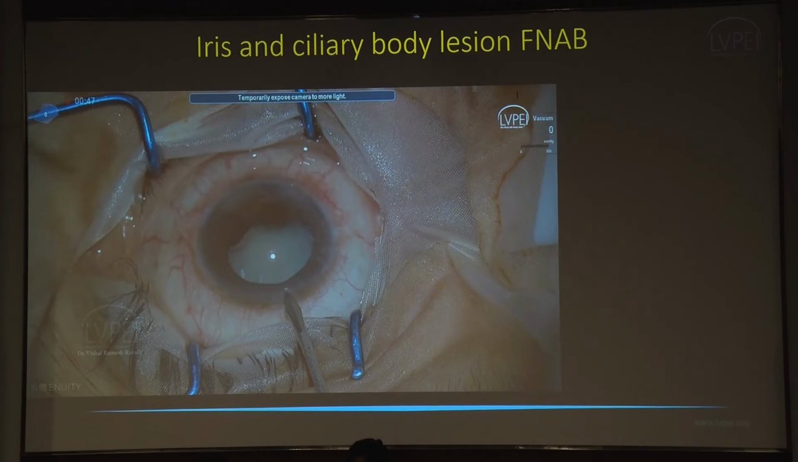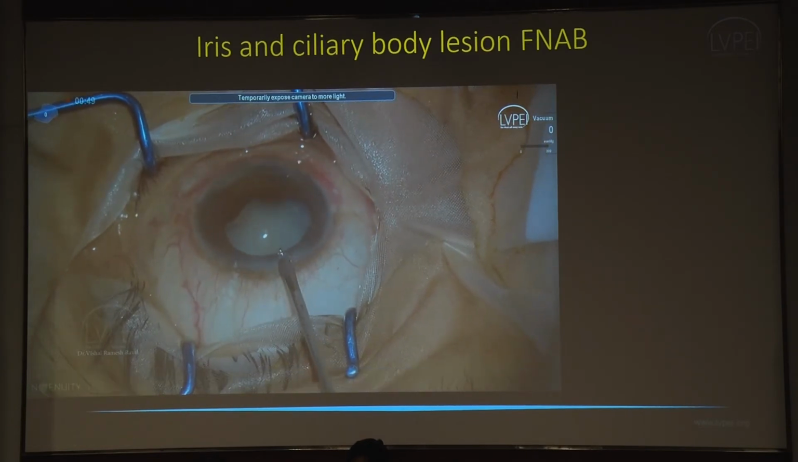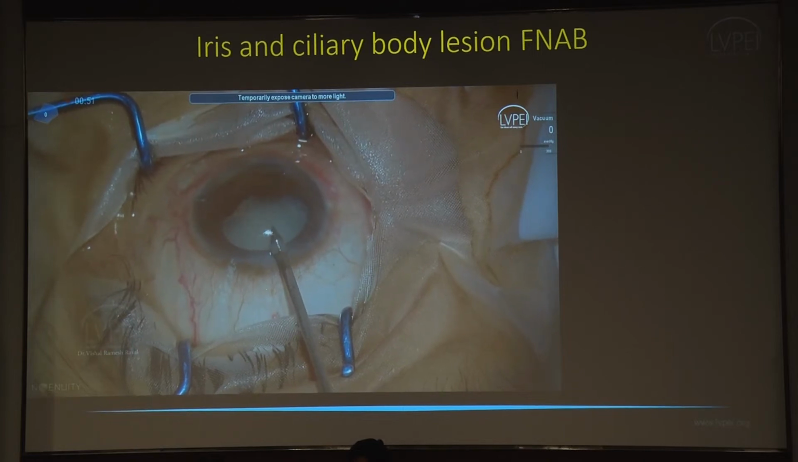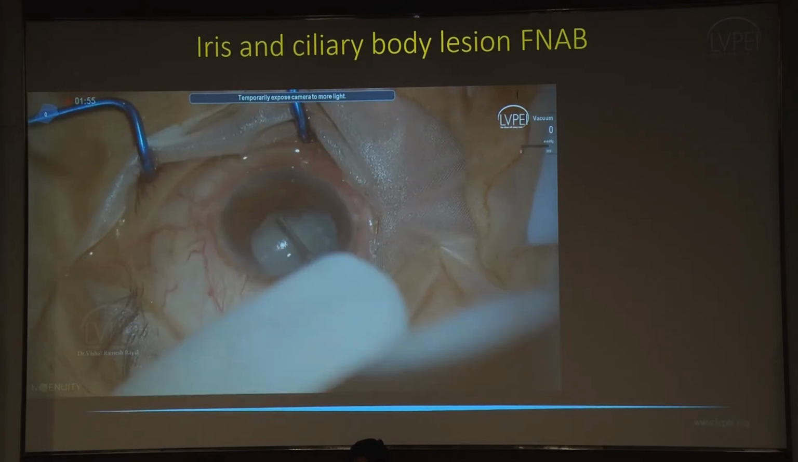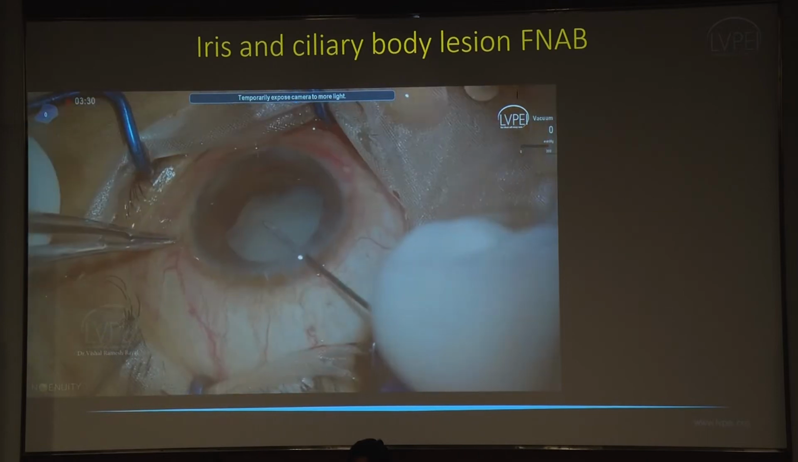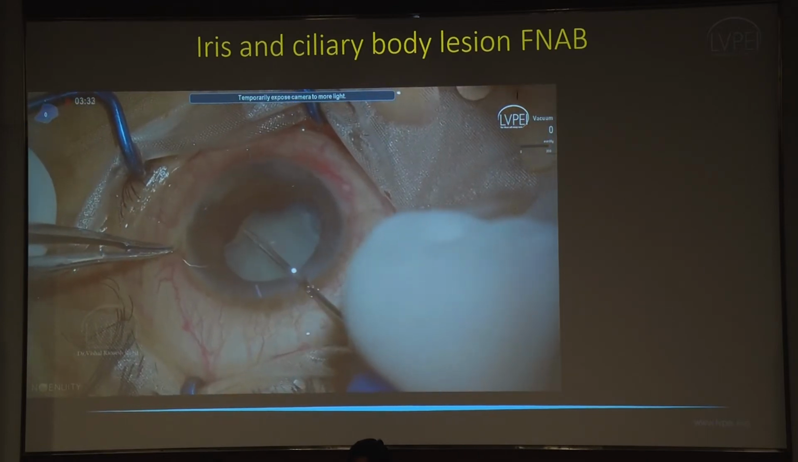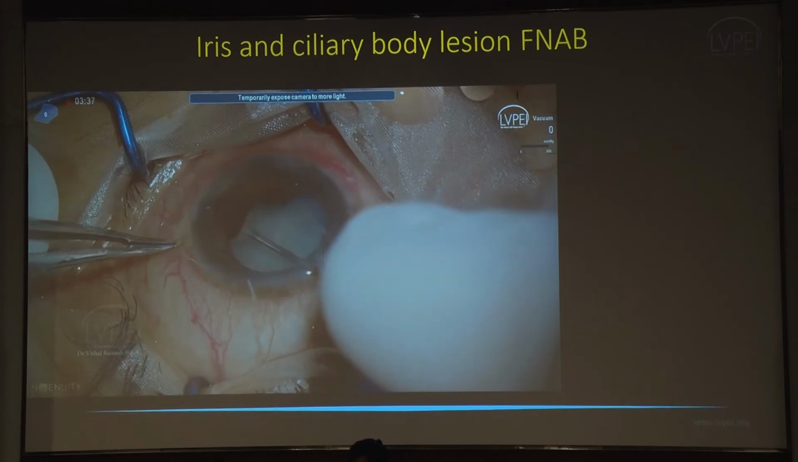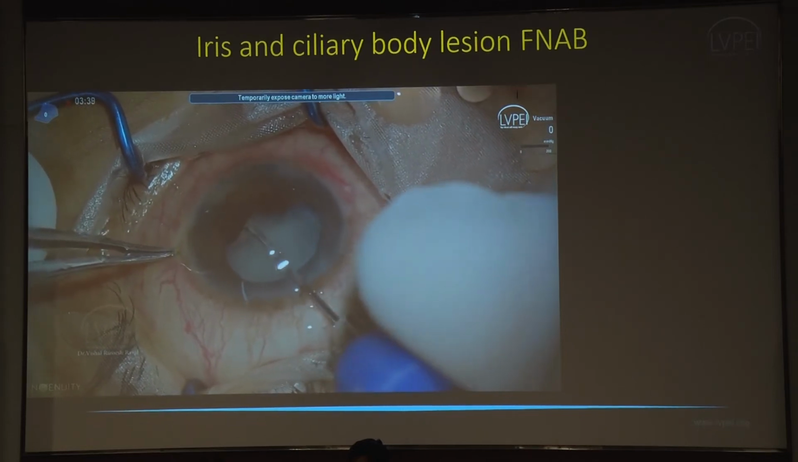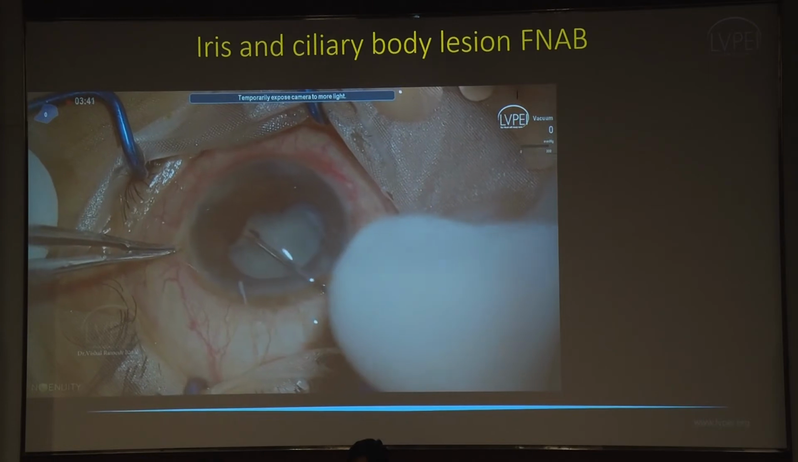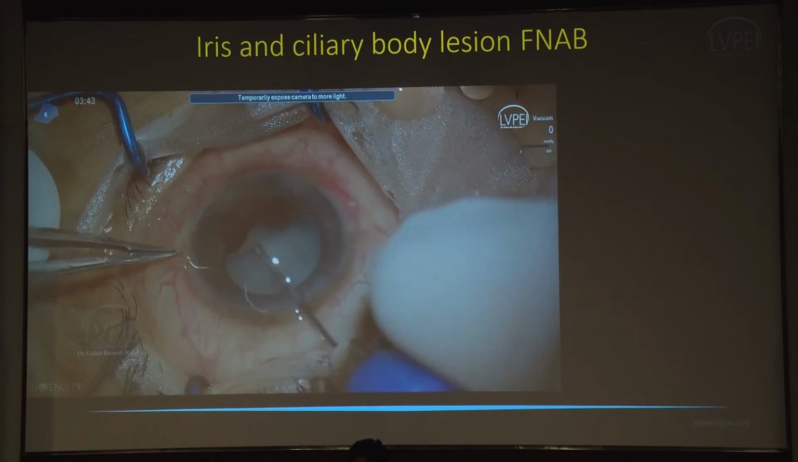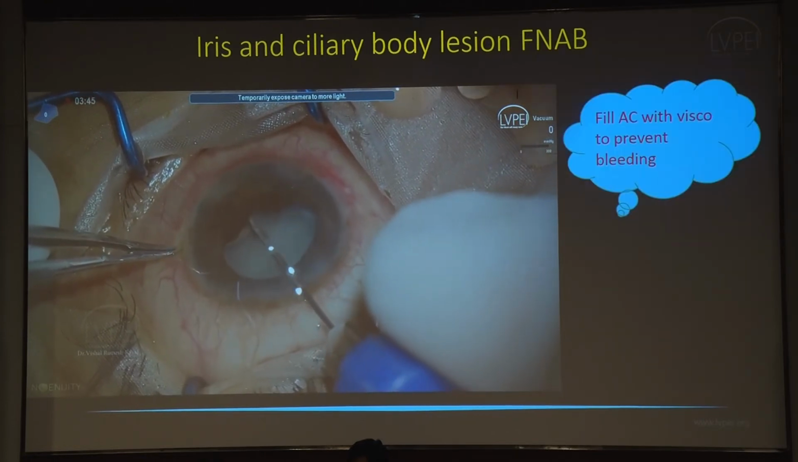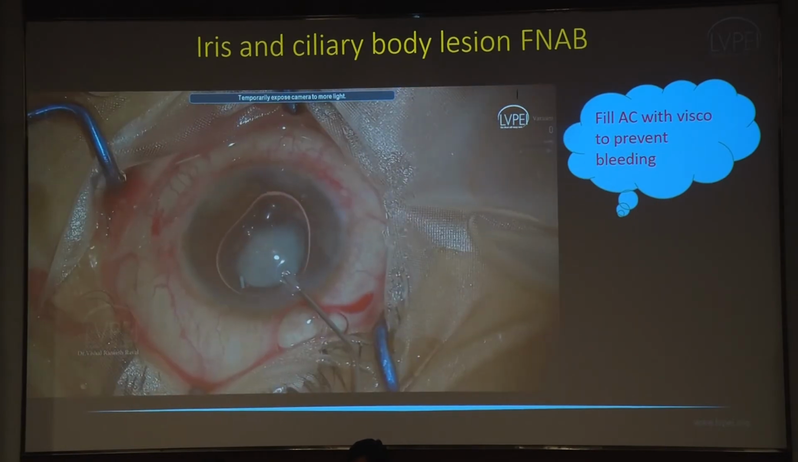And this is one short video. So what we do is take your MVR blade, make a small puncture, and before you take the biopsy, fill the anterior chamber with visco. I think this is very, very important to prevent intraocular bleed. And you can use either a 29 or 30 gauge needle with back and forth movement, and the assistant is aspirating the material which you're collecting through the bevel of the needle. So the important point, I think, is one, to prevent intraocular bleeding.